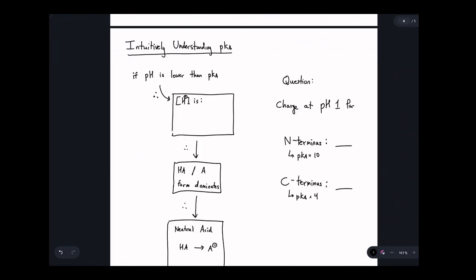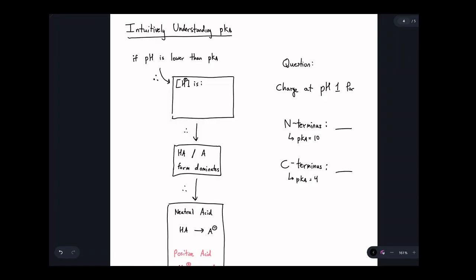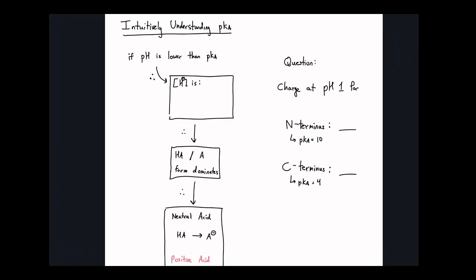And I want to go through a couple of examples, just that again, because it's a really intuitive pathway that I want to run you through. If you understand this, it'll make a lot of the pKa stuff to come much easier. Let's start from the top. If pH is lower than pKa, right? And I guess we can say, what is the question? That's probably the more important thing. I want to know the charge at pH 1 for the N-terminus and the C-terminus. To make this simpler, let's just do the N-terminus, because we already did the C-terminus. The charge at pH 1 for the N-terminus, given that the N-terminus has a pKa of 10.